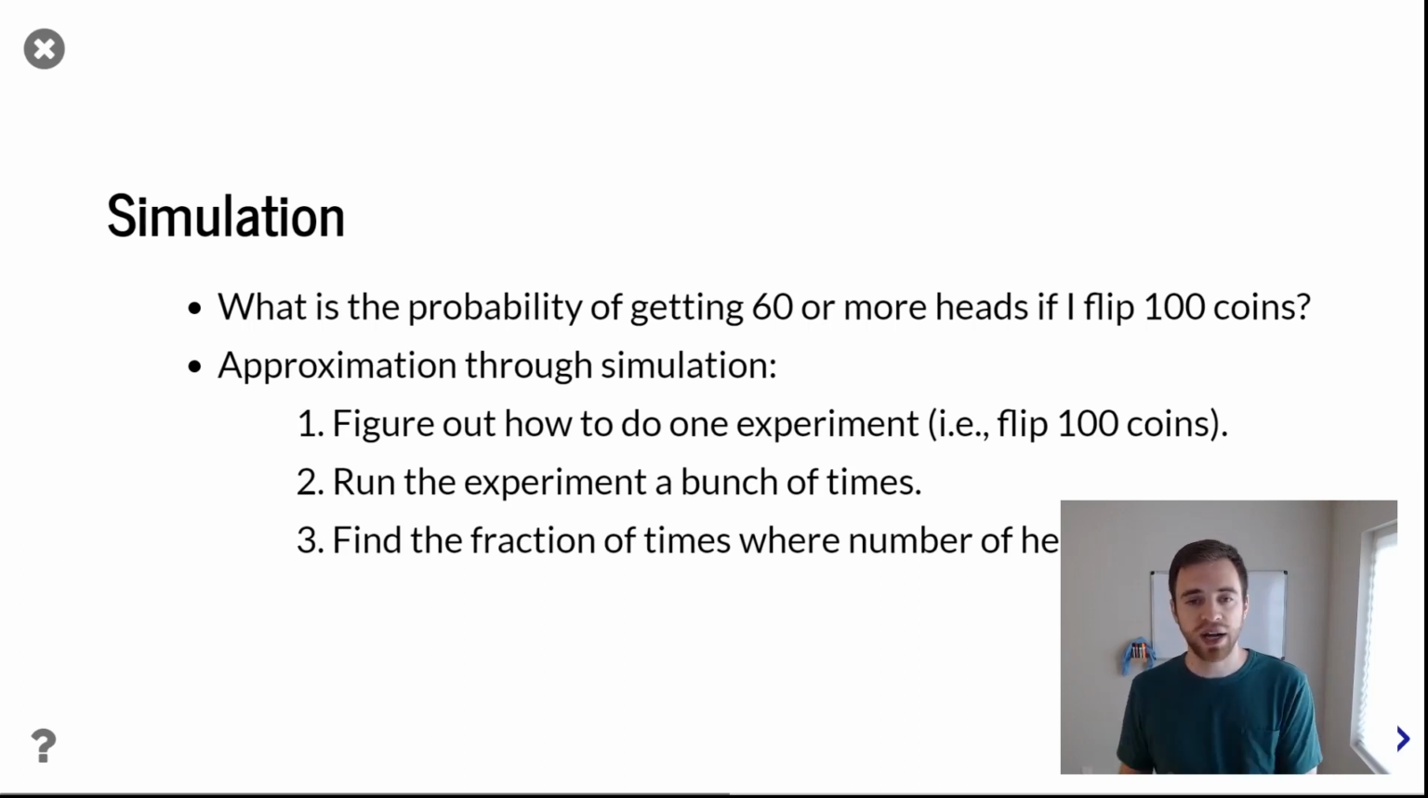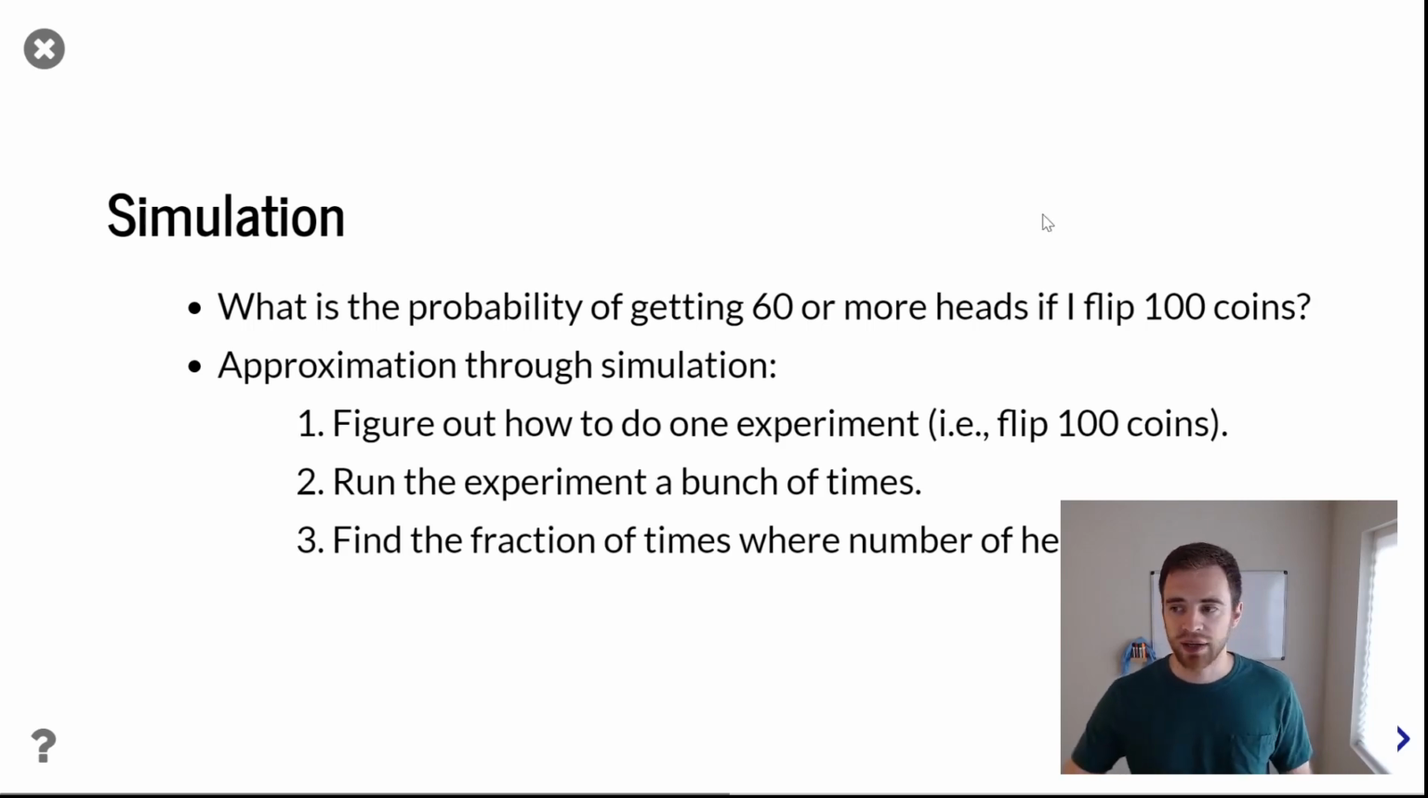Well, I'm going to approximate this answer with simulation. I'm going to figure out how to do one experiment. And an experiment here is flipping 100 coins. That's one experiment. And then I'm going to do that a bunch of times. I'm going to flip 100 coins, flip 100 coins, do it again, again, and again. And then after I do this maybe 1,000, 10,000, 100,000 times, I find the proportion of times, or the fraction of times, where the number of heads was greater than or equal to 60.